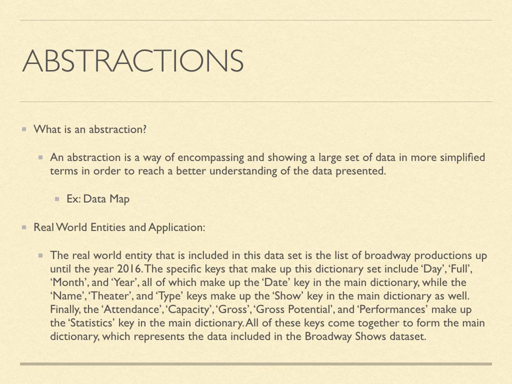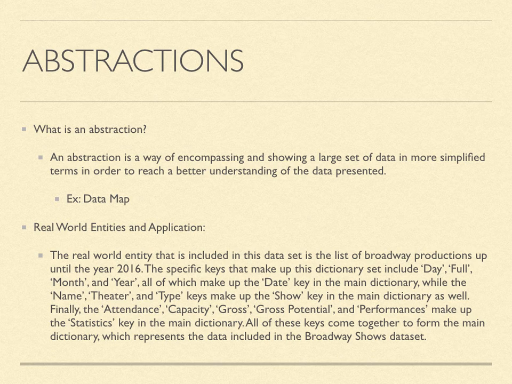More specifically to my project, though, the abstraction that I created includes many real-world properties and entities. The entity that I studied in this dataset is the list of real-life Broadway shows all the way up through the year 2016. The specific keys that make up this dictionary set include day, full, month, and year, all of which make up the date key in the main dictionary, while the name, theater, and type keys make up the show key in the main dictionary as well.